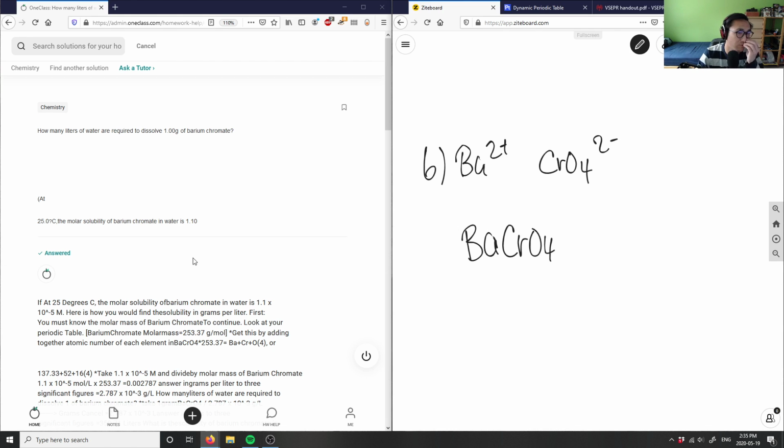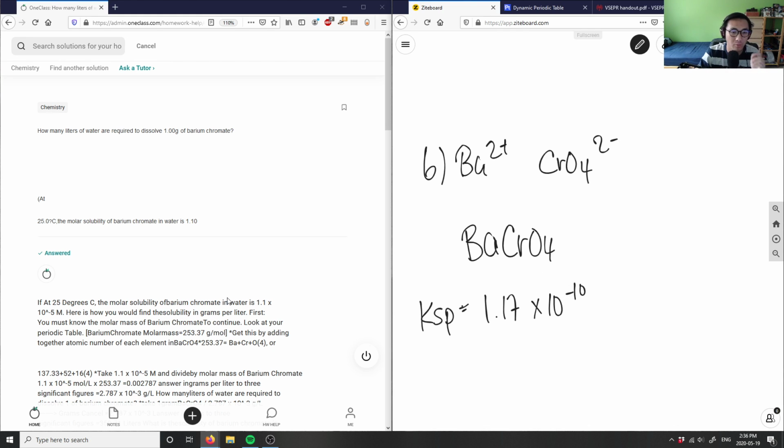And I want to know how many liters of water are required to dissolve 1 gram of barium chromate. In order to do this, I need to figure out the molar solubility of barium chromate first. So I need to find the Ksp of barium chromate. Let me Google that. The Ksp at 25 degrees is 1.17 times 10 to the negative 10.